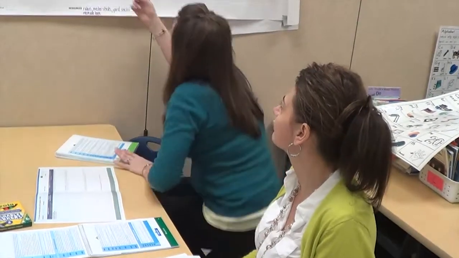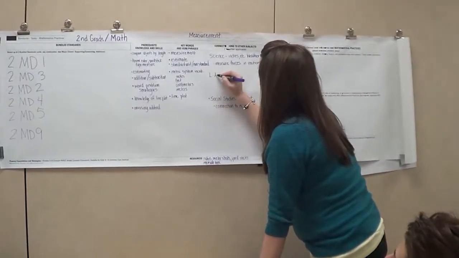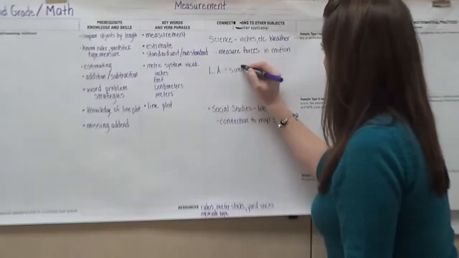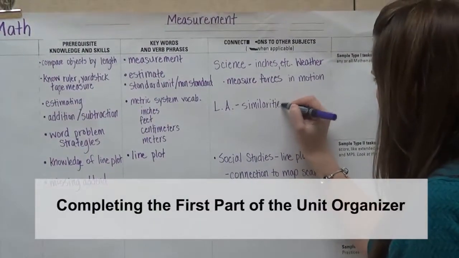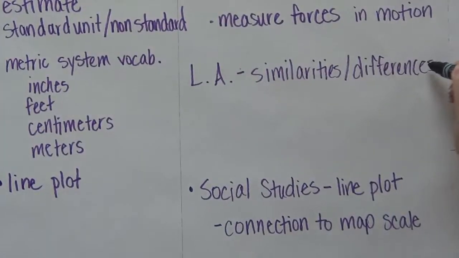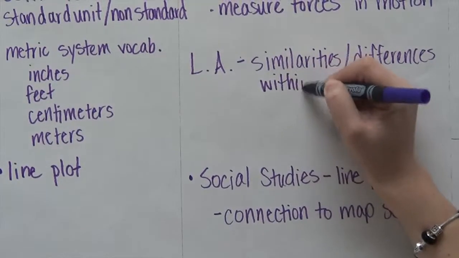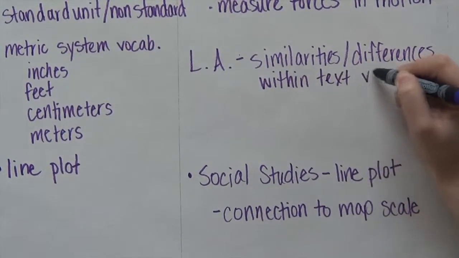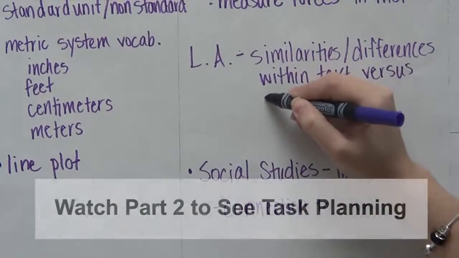I did hear Jill mention similarities and differences. That could tie into the language arts of the Venn diagrams, using similarities and differences, how you do it within a text versus how you do it with math and making those connections. So we could add that up there to connections. That's a good idea. And then this one's going to have type 1, type 2, and type 3. So we're going to need to do all three types of tasks.